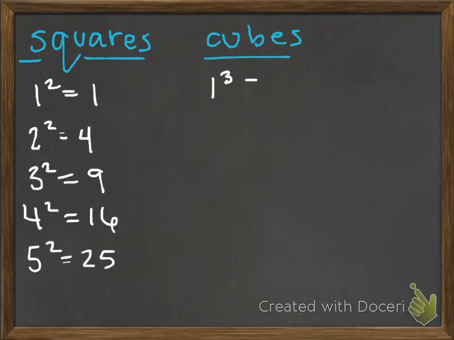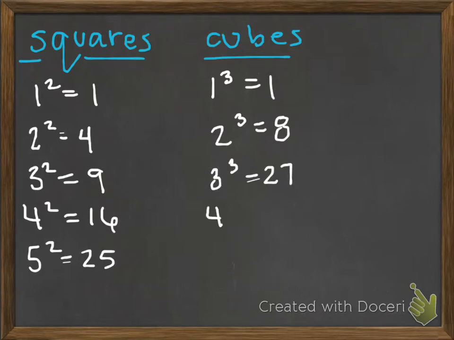Cubes: 1 cubed is 1. The next cubed is 8. Then we get 27, 64, and 5 cubed is 125. Again, you could keep going with this list. It's not something you need to memorize. You could always create it. So when we're doing this set of examples, you're going to reference back to this list to help you rewrite your bases.